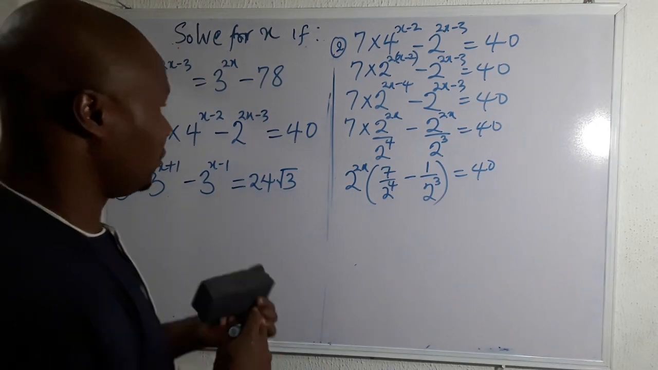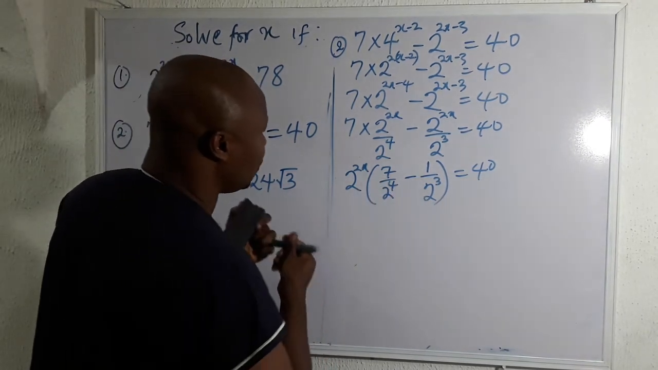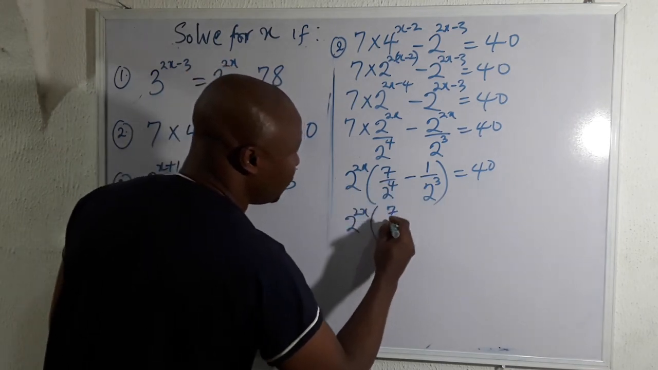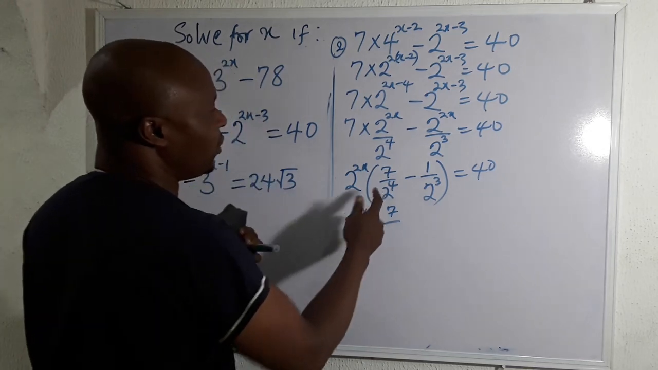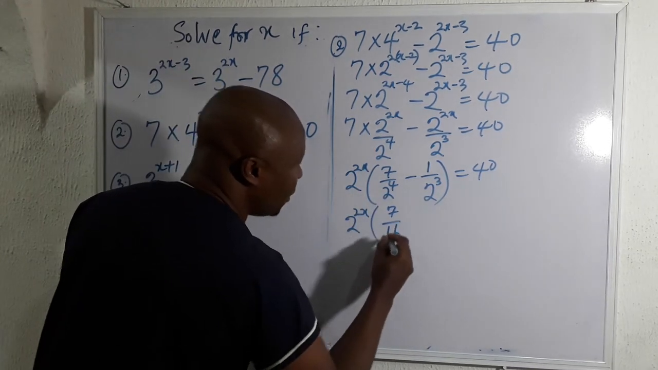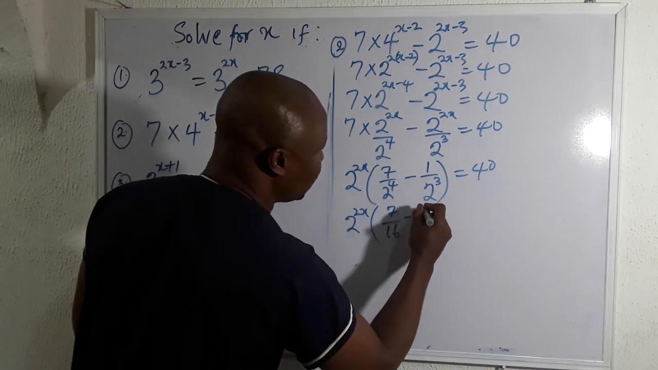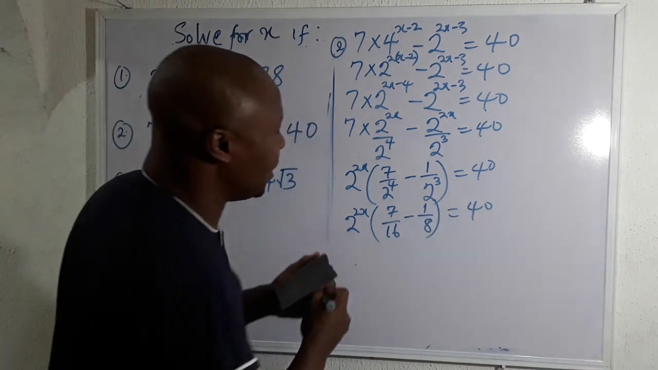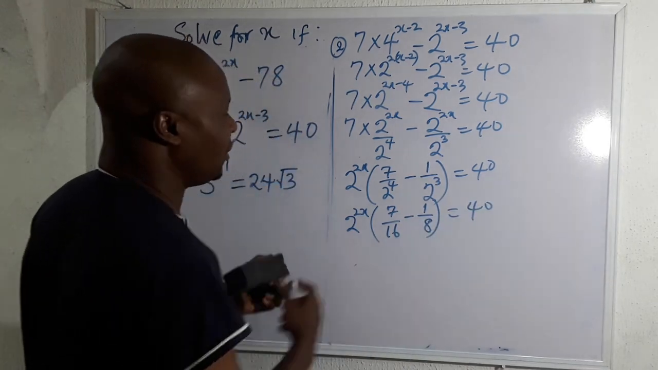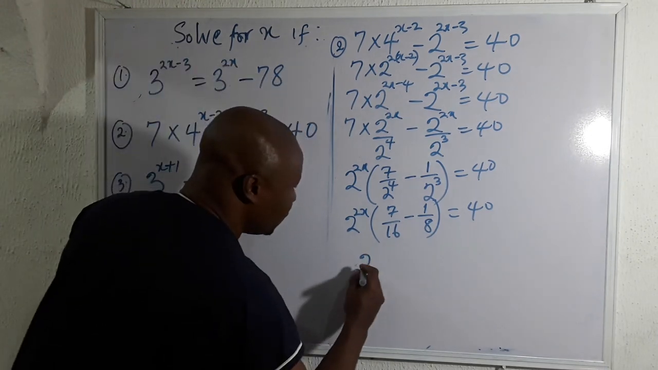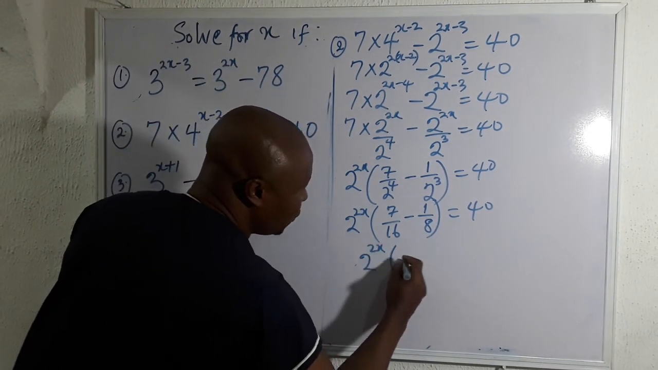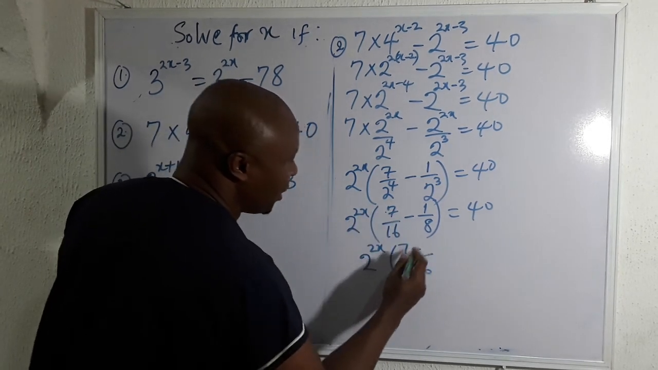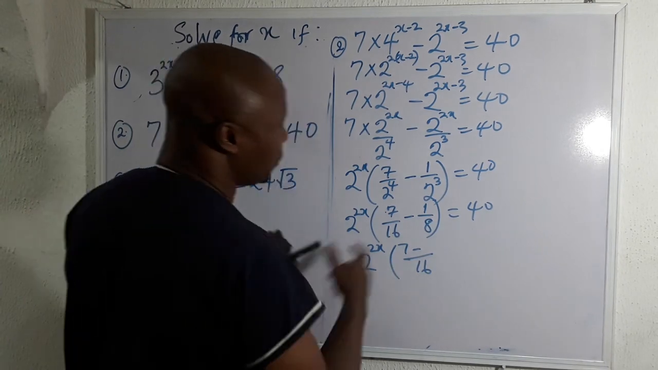So now again, we can do some simplification here. So we have 2 raised to the power 2x, 7 over 2 raised to the power 4 is 16, minus 1 over 2 raised to the power 3 is 8. So obviously the LCM here is 16. So now this is 2 raised to the power 2x into, 16 into 16 is 1, 1 times 7 is 7, minus 8 into 16 is 2, 2 times 1 is 2.